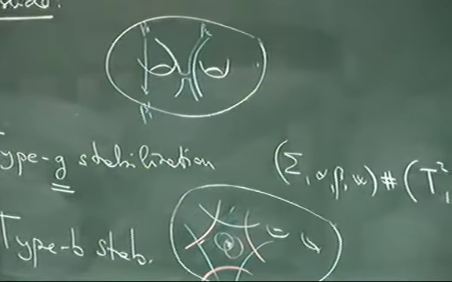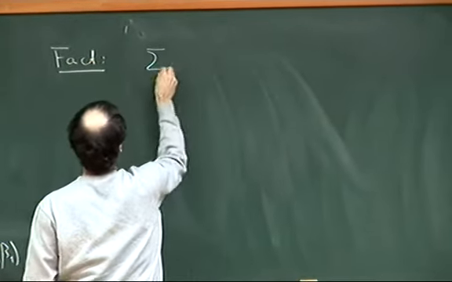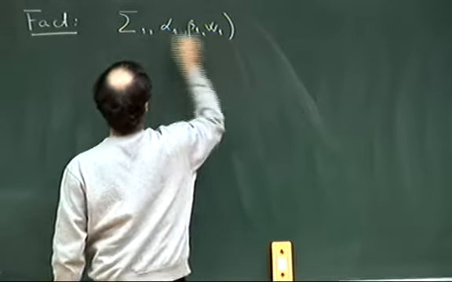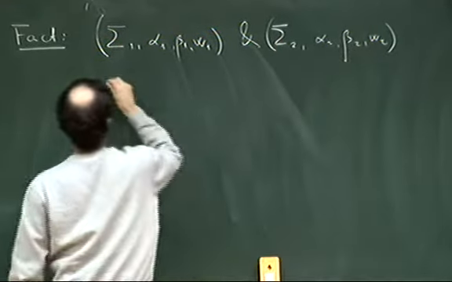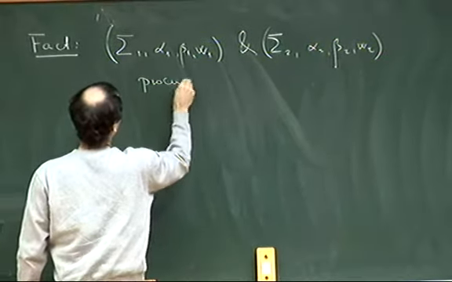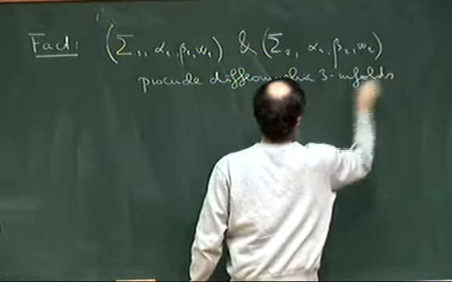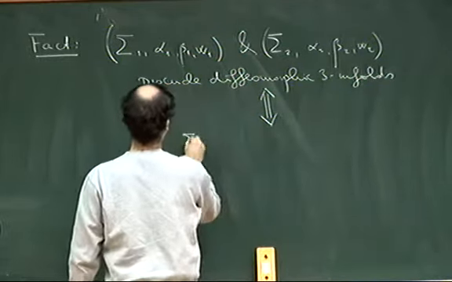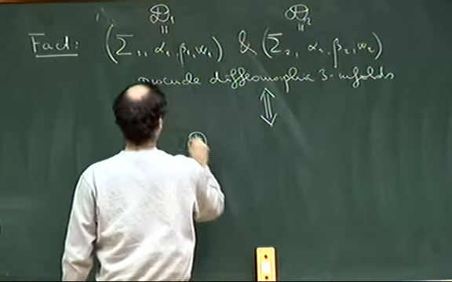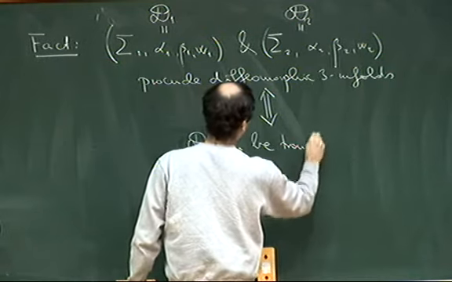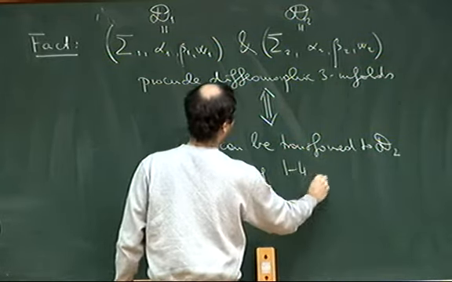Okay? So the fact is that sigma 1, alpha 1, beta 1, W1, and sigma 2, alpha 2, beta 2, W2 produce diffeomorphic three-manifolds if and only if, calling them D1 and D2 as Heegaard diagrams, D1 can be transformed to D2 using moves 1 to 4 and their inverses.